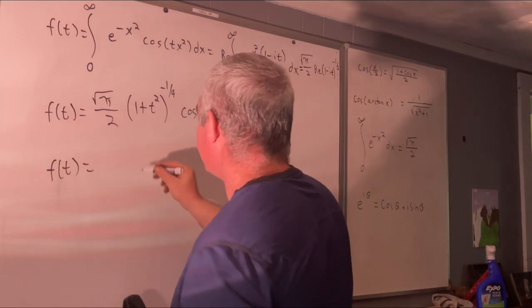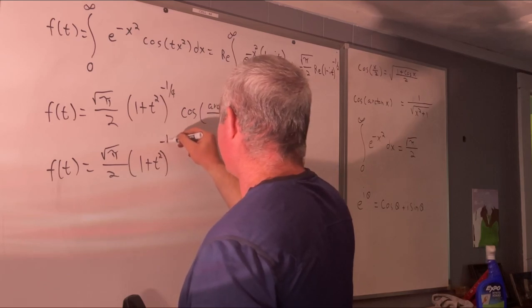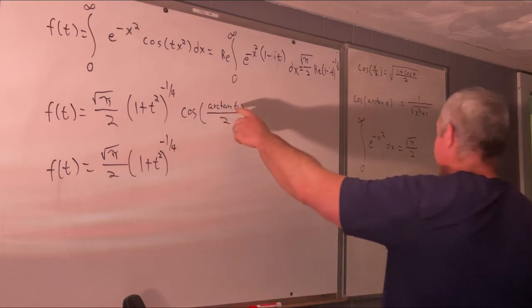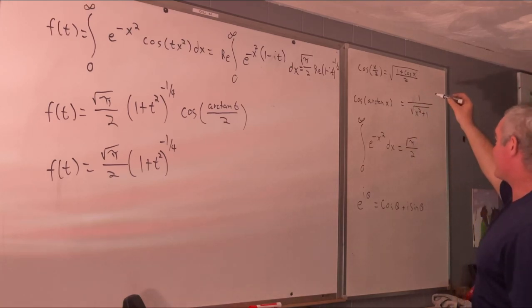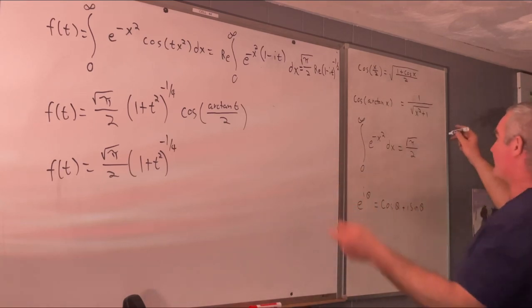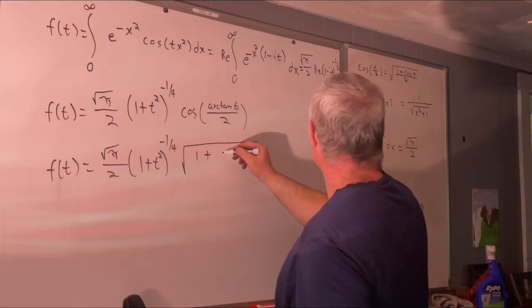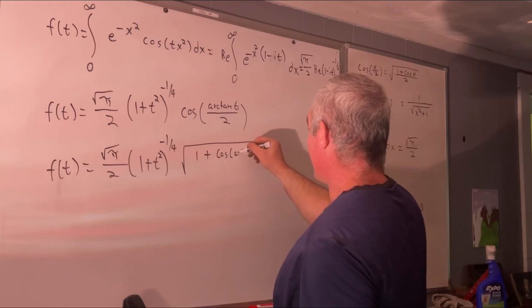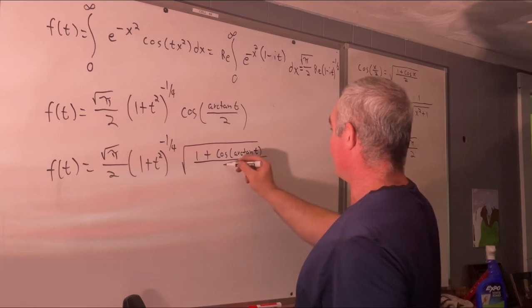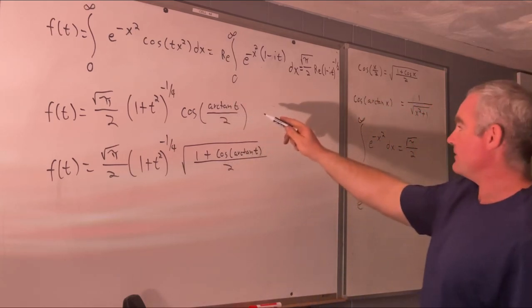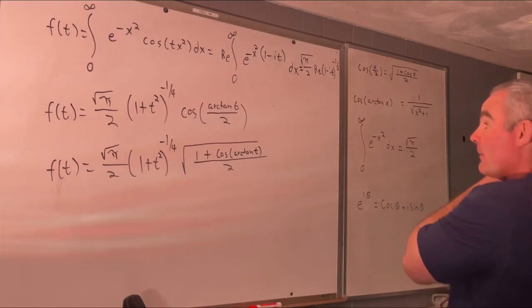So that's going to give us the following. f of t is equal to the square root of pi over 2 times 1 plus t squared to the negative 1/4 times, well, cosine of x over 2, or theta over 2, or arctangent t over 2, is equal to the square root of 1 plus cosine x, or cosine of arctangent t, and then all of that over 2. So cosine arctangent t over 2 is equal to the square root of 1 plus cosine arctangent t, all divided by 2.